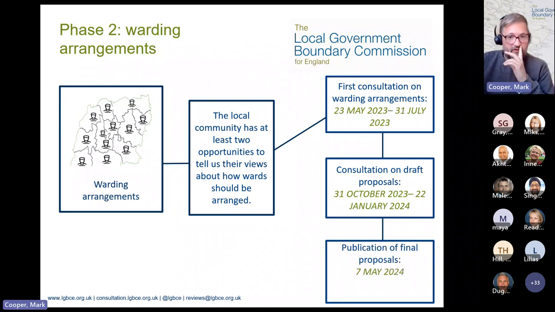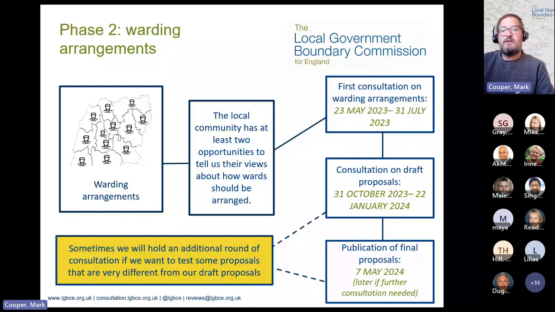Once the second consultation has closed, we will then go away, read everything, assess the evidence we've received during both consultations, and make any changes we've been persuaded to make by the views of local people, local representatives, and local organisations. We will then publish final recommendations for Coventry in May of 2024. Once the final recommendations have been published, they are then set and cannot be changed after that point.